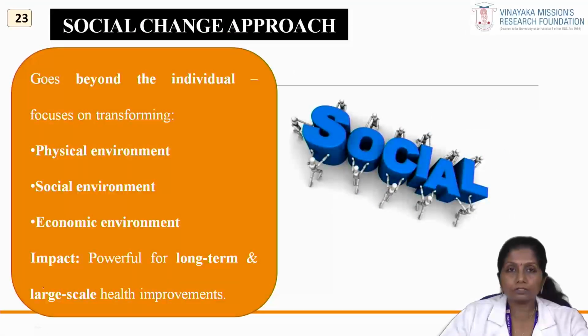The final approach is the social change approach. This approach focuses on transforming environments through laws, policies and reducing inequalities. This requires political support and planning. Thus, it is a powerful approach for long-term and large-scale health improvements. So far, we have seen all the approaches in health promotion. Since each approach has its own strengths and limits, combining them works best for promoting overall health.